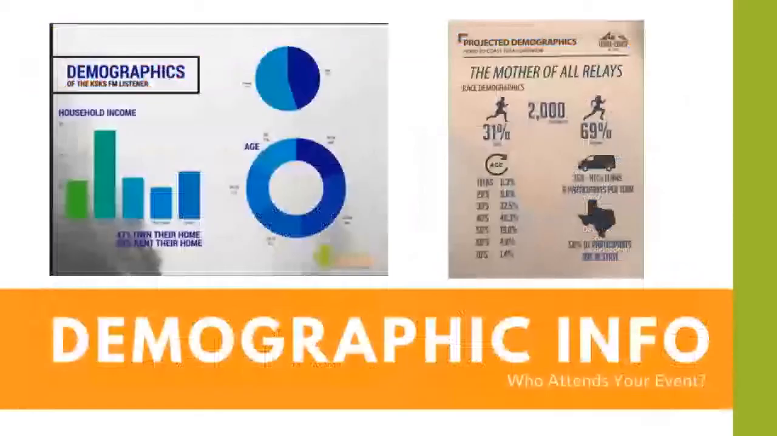Okay, so time to include your demographic information. Now that we've talked about how important this is and how it's the lifeblood of selling your sponsorships, here are some examples of how to showcase your demographic information. And I want to point out that the example on the right is for an event that hasn't happened yet. So if you're in a situation where you have a new event, then I would suggest doing what Hood to Coast here has done and providing projected demographics.